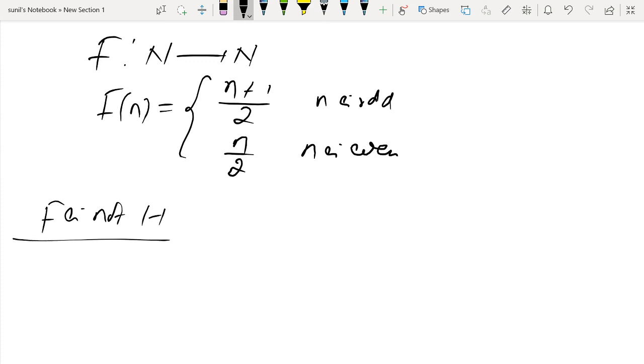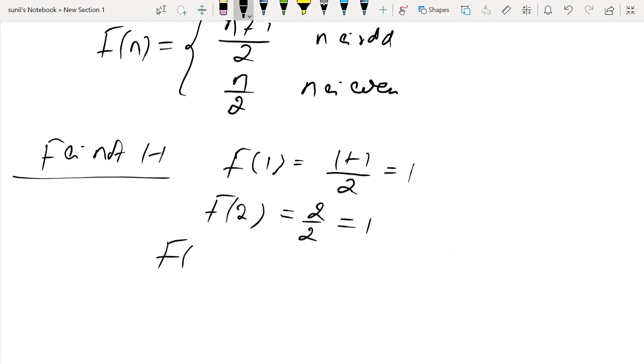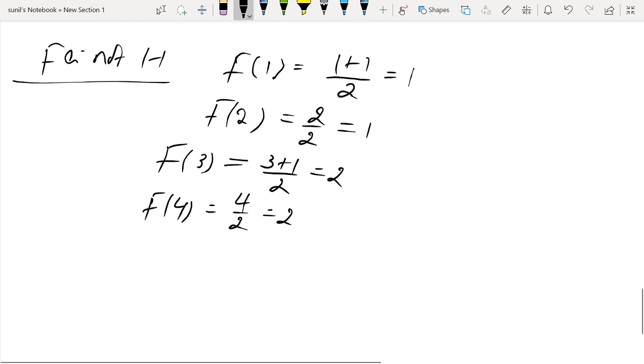Reason is very simple. f at 1, you can see that it is (1 plus 1) by 2, which is 1, and f at 2, again it is 2 by 2, which is 1, and f at 3 is (3 plus 1) by 2, which is 2, and you can see f at 4 also is 2. There are infinitely many natural numbers for which this happens, so f is not 1-1.